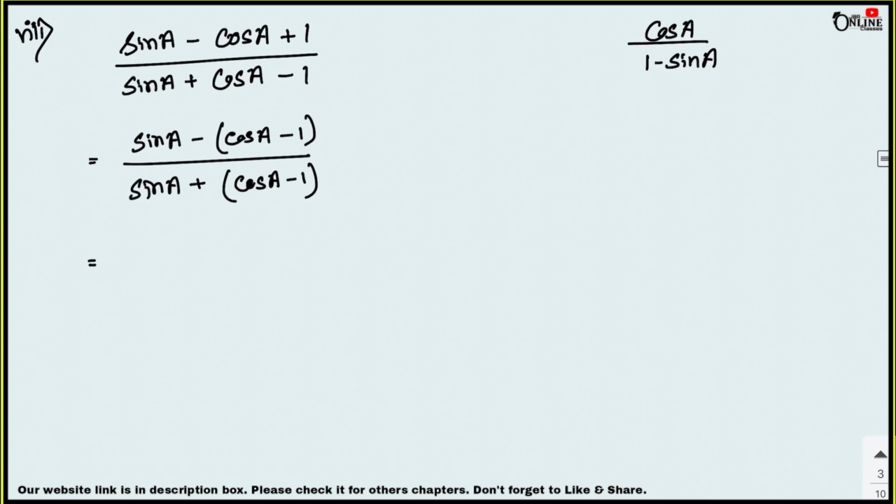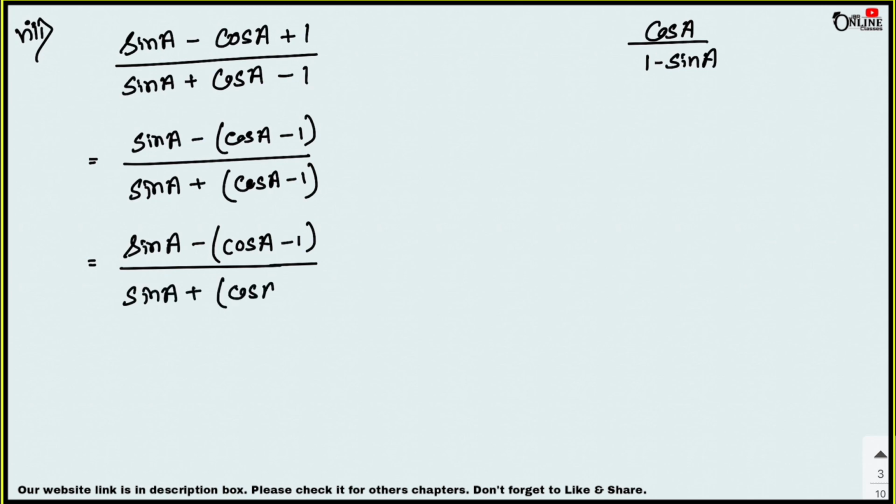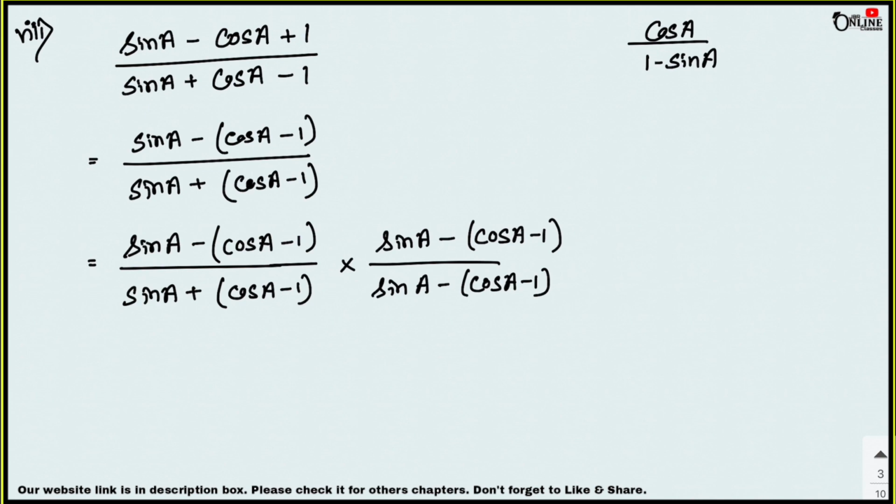Okay, so just multiply with the opposite one in the denominator. So here in the denominator you have sin A plus cos A minus 1. Multiply this one with the opposite one, sin A minus cos A minus 1, so the numerator will also be sin A minus cos A minus 1. So multiply up and down with the opposite one, that means sin A minus cos A minus 1.